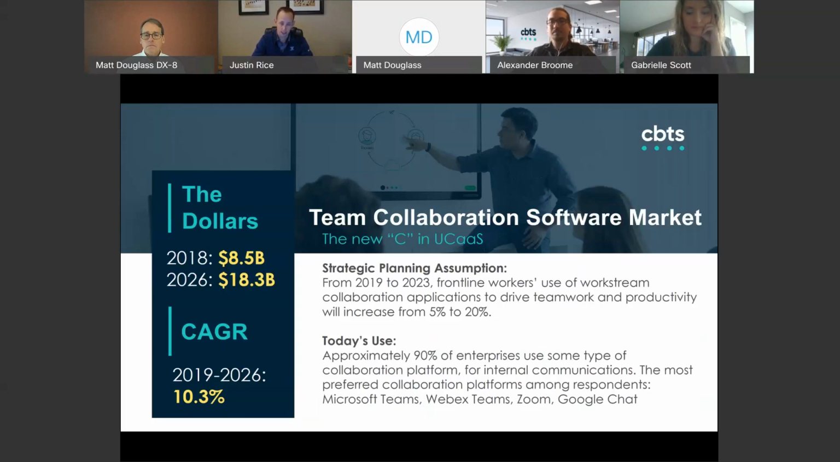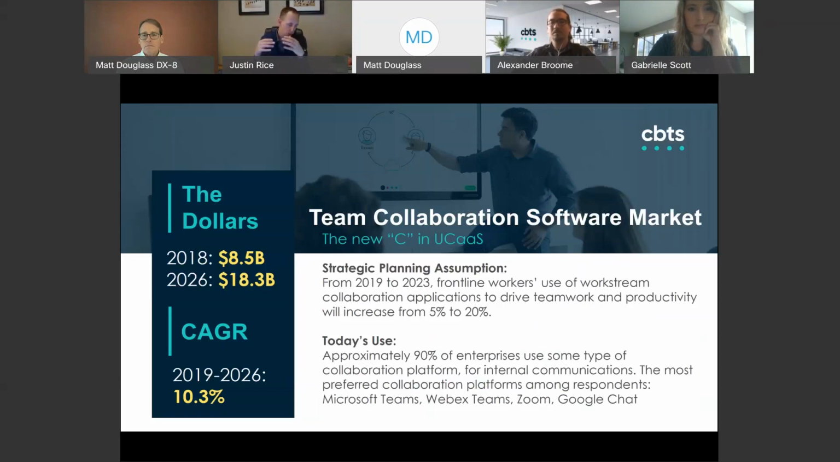Again, rapidly accelerated from COVID, and the decision time is now for these organizations to build out that collaboration roadmap for the next number of years. We're seeing just over a 10% compound annual growth rate on this market. And one of the quotes I saw from Gartner in particular was that from 2019 to 2023, frontline workers' use of workstream collaboration applications is going to drive teamwork and productivity so much that it is going to increase from 5% to 20%. So that's a big jump.